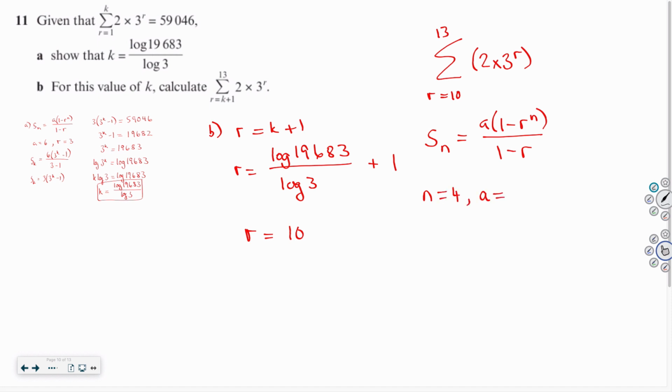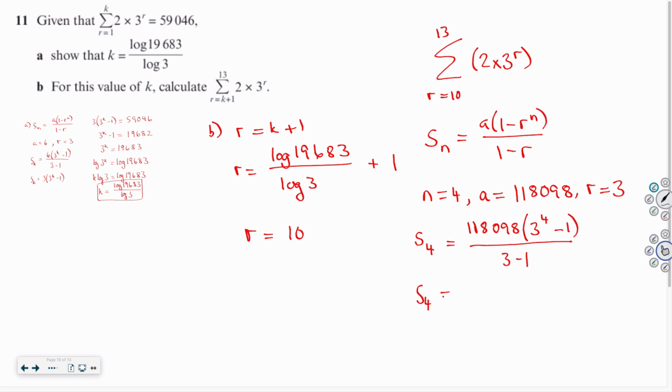The first term is when we put r as 10 in, so 2 times 3 to the 10, which is 118,098. And our r value is going to be 3. So S of 4 is going to be 118,098 multiplied by, flipping the equation round as we want our r value first because r is greater than 1, 3 to the n, which is 4, minus 1 divided by 3 minus 1. And putting that in your calculator, you get 4,723,920 as your final answer.